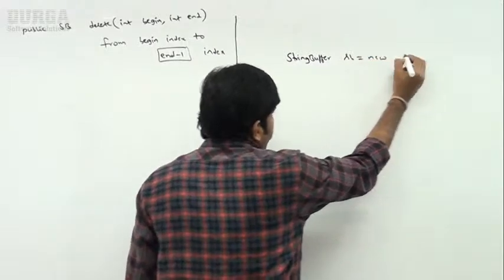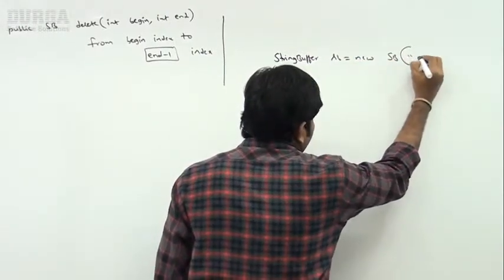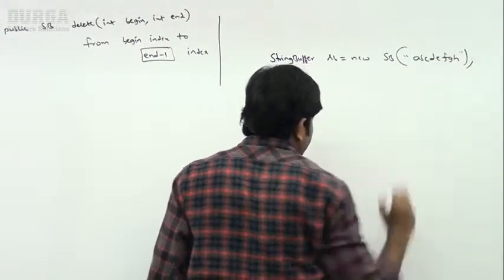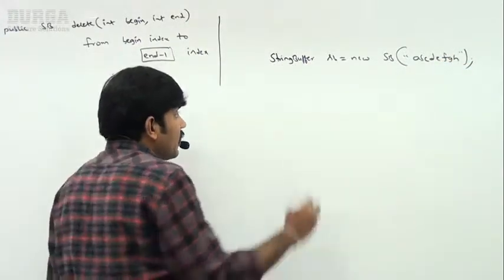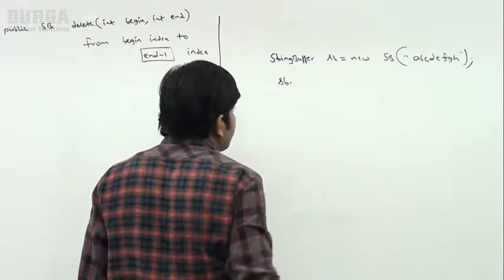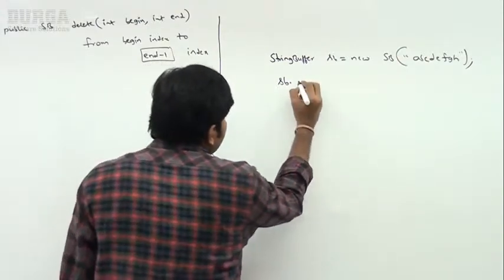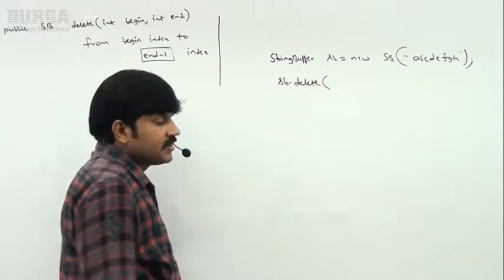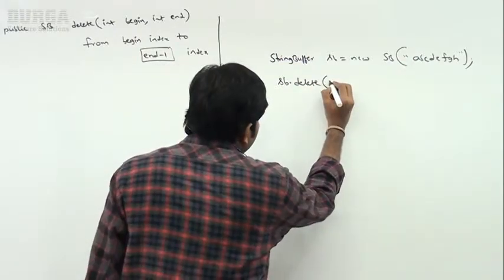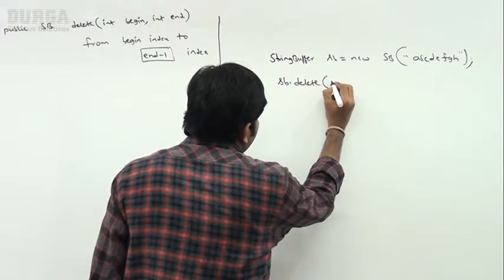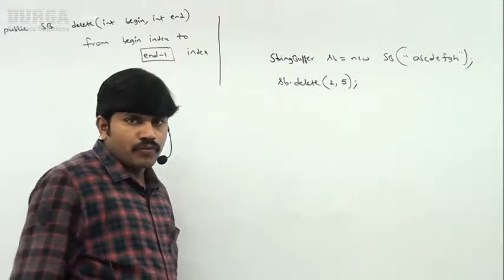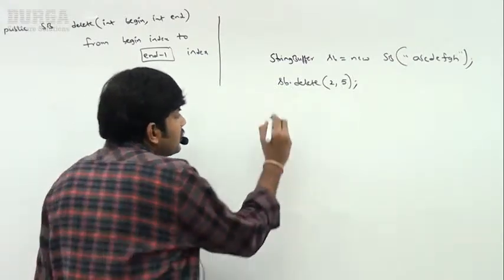StringBuffer sb = new StringBuffer("ABCDEFGH"). Regarding StringBuffer, sb.delete(2, 5). Very simple, I'm taking 2 to 5, like this.